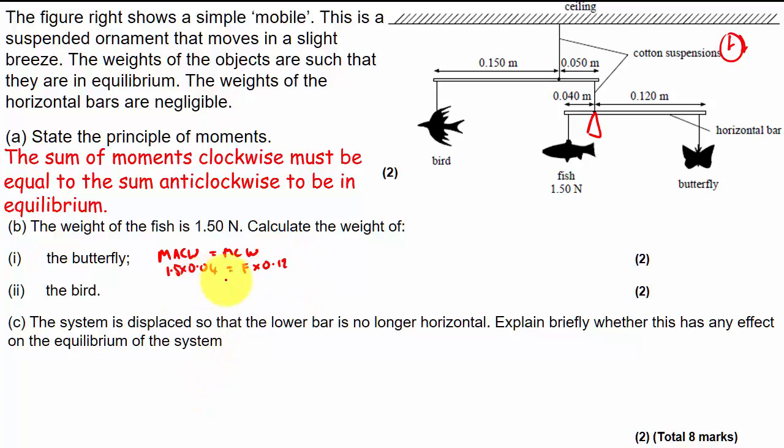Okay, so dividing both sides by 0.12 gets me 1.5 times 0.04 divided by 0.12, and calculating this gives me an answer of 0.5 newtons. Okay, bit of a squeeze to get this in here, but yeah, set your work out nice and neat, not like me. Right, next step says calculate the weight of the bird.